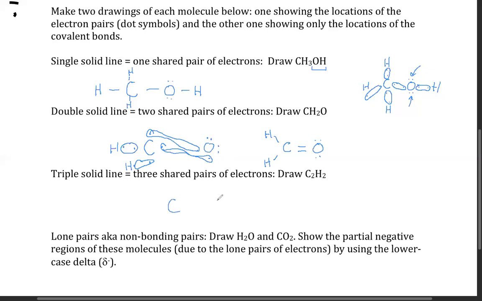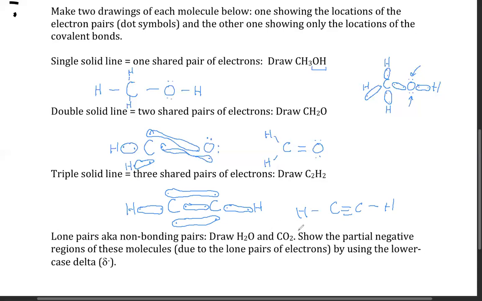So here, let's try a triple bond. So we have carbon and carbon. 1, 2, 3, 4. 1, 2, 3, 4. And we're going to have a hydrogen on both carbons. So these form a bond. These form a bond. And then all these leftovers are going to bond between the carbons. And so then you get carbon, carbon, triple bond, with 1 hydrogen on each. Nice. And so down here, it asks us about lone pairs or non-bonding pairs.